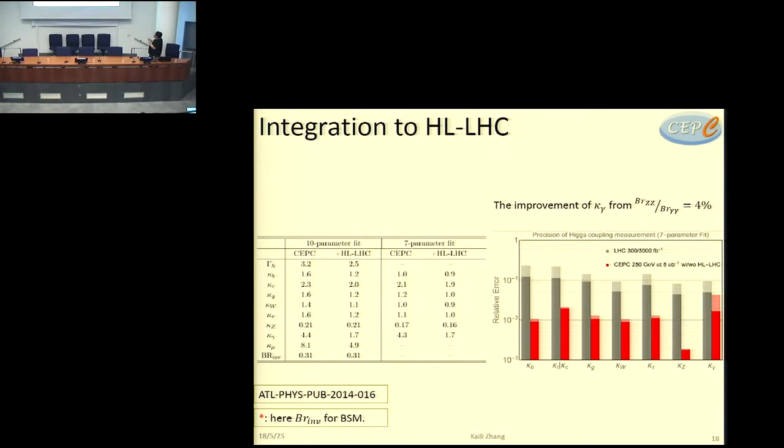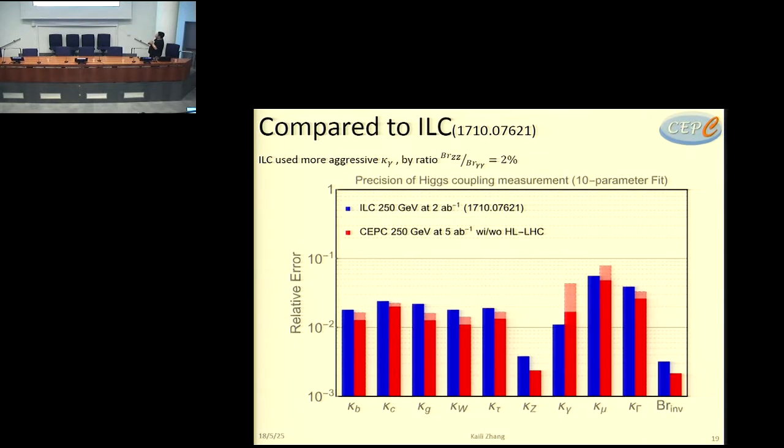That is the branching ratio of Higgs to ZZ over the branching ratio of Higgs to diphoton, and the result is listed here. Also we can do the comparison to the latest ILC result, and we can say that for the subchannels the CEPC shows better performance than the ILC. So we can say in most channels our performance is better than the ILC.